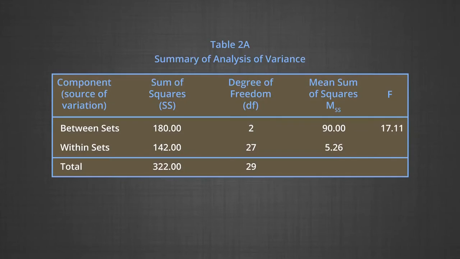Students, it's good to set up a table like this when we do the interpretation. Now, between sets, within sets and total, these are the 3 sources of variation. Then they have the numerical values that we have obtained through calculation. Between sets is 180 sum of squares, degrees of freedom 2, mean squares 90, and F value is 17.11. Within sets, we have sum of squares 142, degrees of freedom 27, and mean squares 5.26. And we come to the total now, simply by adding up the above 2 values, we get 322 and then 29. This table is highly useful for understanding the procedure and doing the interpretation of the F value.